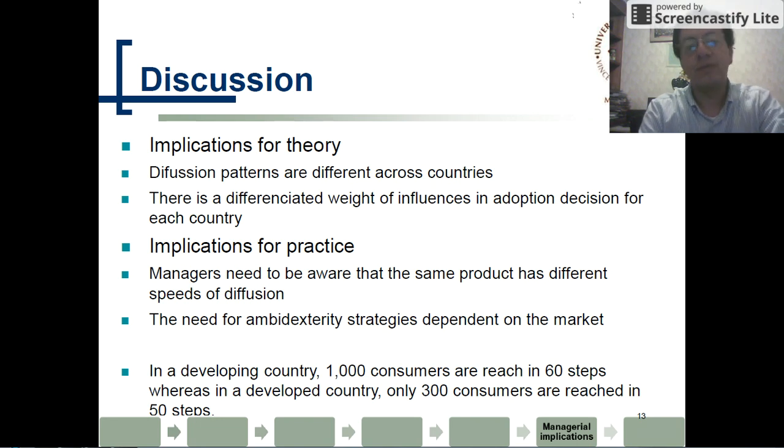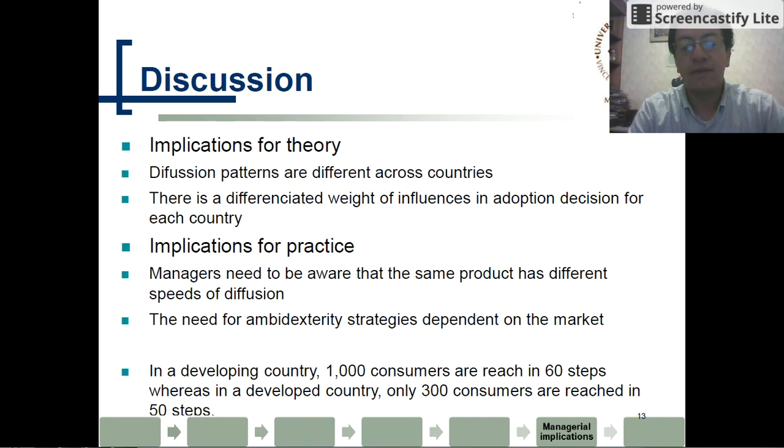And finally, one of the most important implications of this study is that in a developing country, 1,000 consumers are reached in 60 steps, whereas in a developed country, only 300 consumers are reached in 50 steps. That is an increase of 20% in time that leads to 200% more consumers in a developing country. So this is a very differentiated pattern for the diffusion of a reverse innovation.